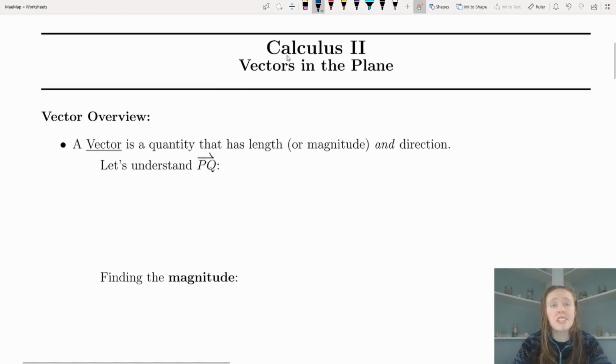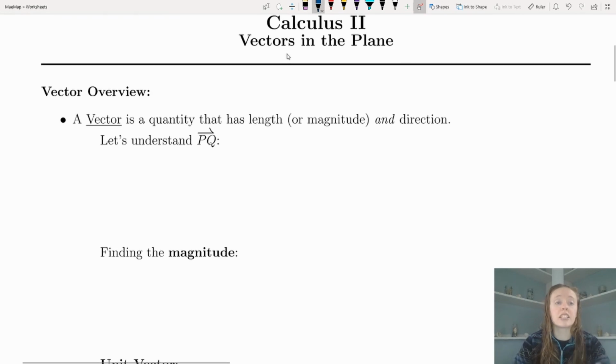Now, many of you have seen vectors before in physics, in statics, so this is a bit of a summary, and if it's new to you, hopefully more of an explanation. So a vector is a quantity that has length, otherwise known as the magnitude, and direction. So really, let's understand PQ and its vector notation, so vector PQ.